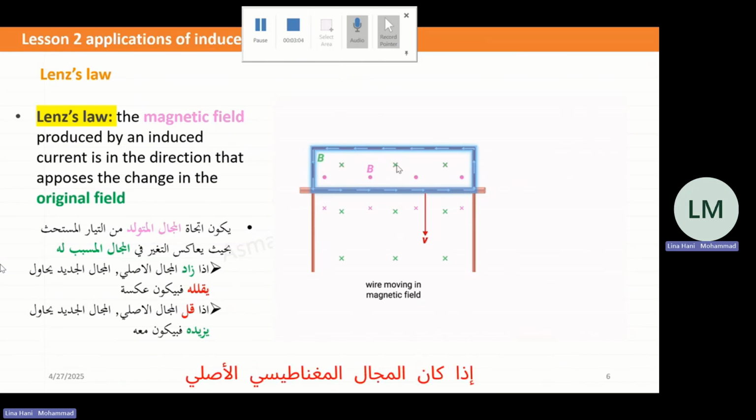If the original magnetic field, the one in green, decreases in the loop by moving this wire upwards, then the induced magnetic field, the one in purple, is going to try to increase it by being in the same direction. So both of them in the same direction are going to add up. It's like 5 plus 3, that's going to be 8.